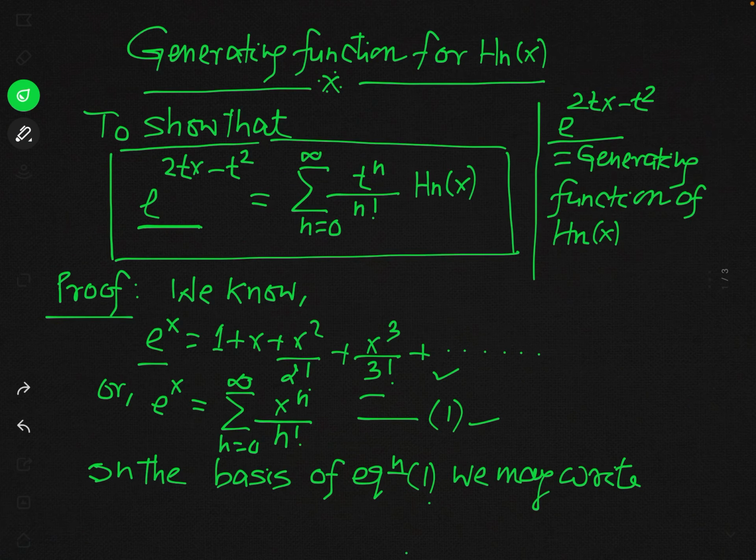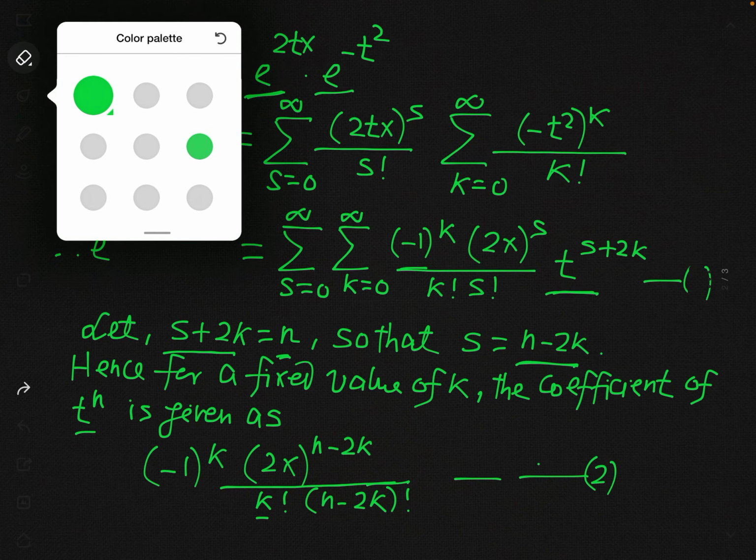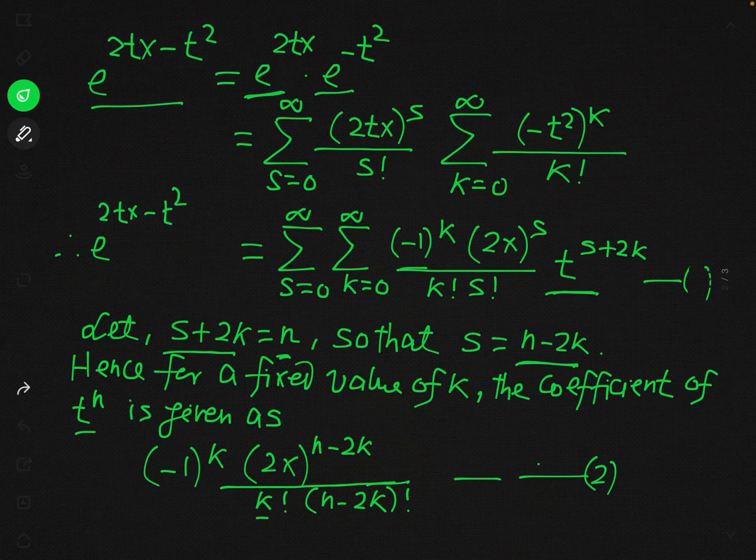In fact, this should be equation 2 because I have already assumed equation 1 here. So you should write this as equation number 2. This is equation, in fact, 2. And we should write this equation as equation number 3.